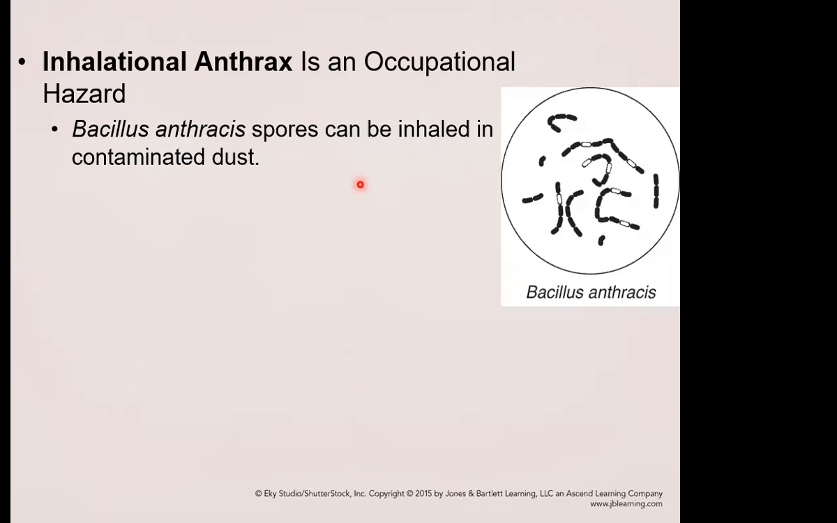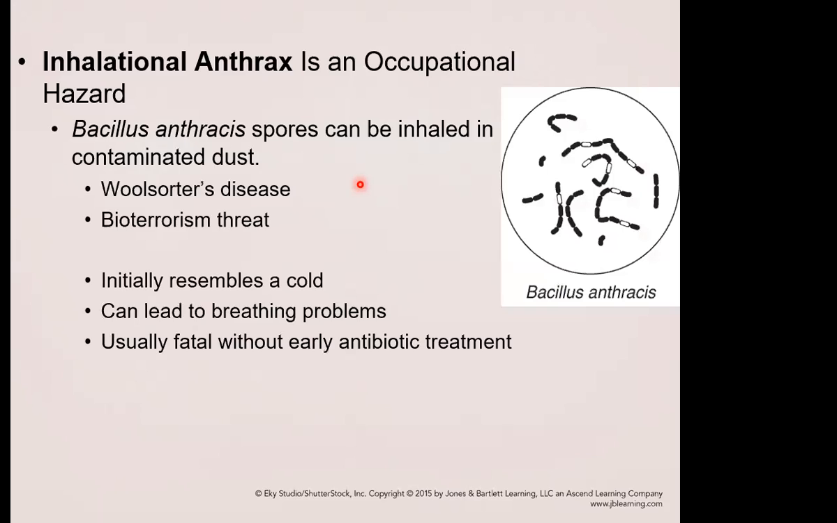Bacillus anthracis is going to be the causal agent of inhalation anthrax. This was used a couple decades ago in a bioterrorism effort. It can also come from people who work with wool. So this can be found in the wool of, I believe, sheep. And if you're working with this, you can breathe in these spores and develop anthrax.